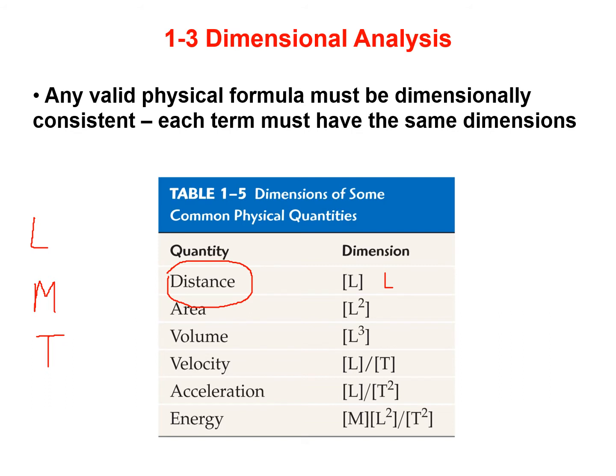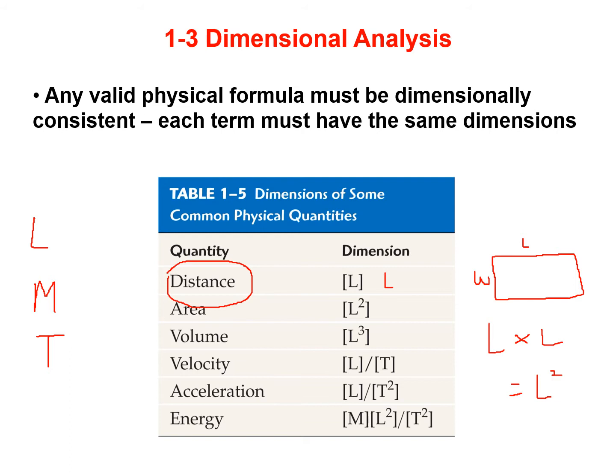Okay, and how about area? Area is actually gotten from width times length. So the width is also part of length. Therefore, length times length, so that's why we get L squared. As for the volume, we have L cubed because we have another dimension of L. So L times L times L, you get L cubed.